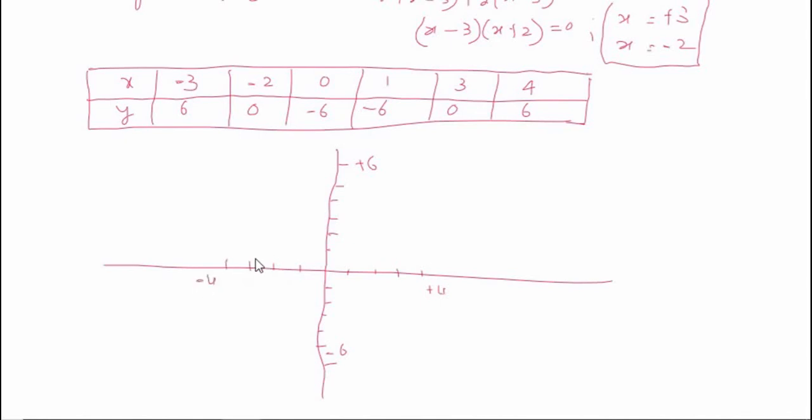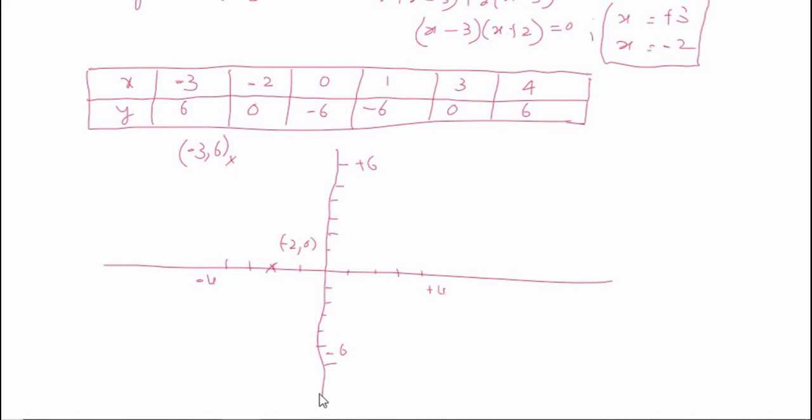So the first point is minus 3 and plus 6. So minus 3 and plus 6. So the first point is here. The second point is minus 2 and 0. This is minus 2. So this is minus 3 comma 6. This point is minus 2 comma 0.